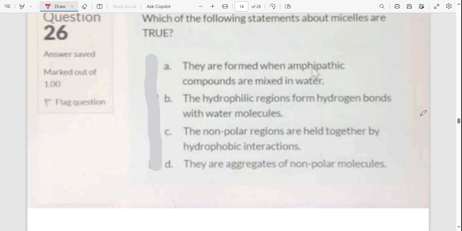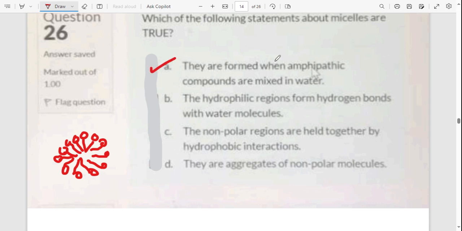Which of the following statements about micelles are true? Micelles are compounds formed like this. You are going to see that for lipids, the polar end will face water, and the non-polar ends will face the inside. So it goes like that. So what is going to happen? They are formed when amphipathic compounds are mixed in water.